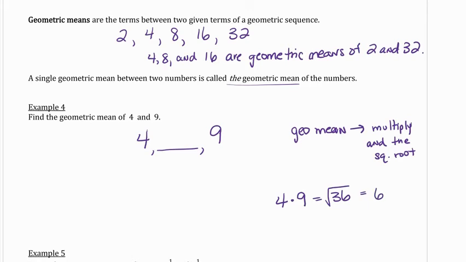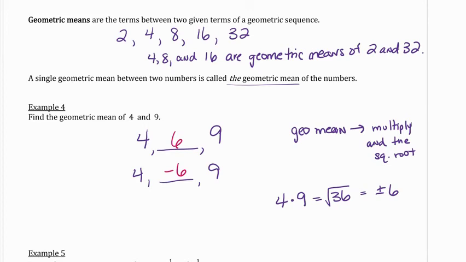And technically, what did I forget? My plus or minus, right? So it could be plus or minus 6. So it could be that our geometric mean is 6, or it could be that our geometric mean is negative 6, because that common ratio could be a positive number, or that common ratio could be a negative number. So there are technically two possibilities for the geometric mean between 4 and 9. It just depends on if you know that you need the positive or the negative one, but it could be either one.